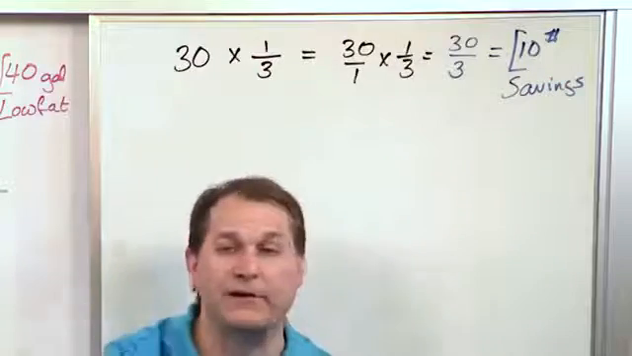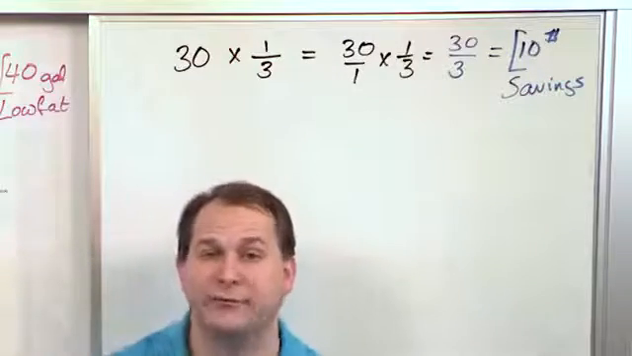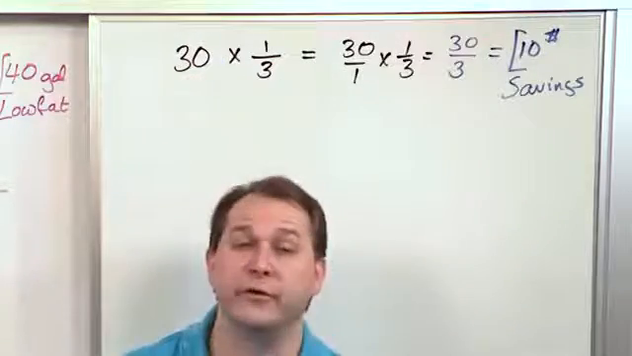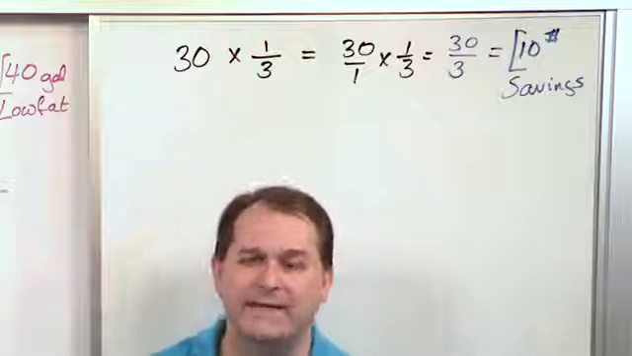Here's a bonus question. How much does the shoe actually cost when it's on sale? Well, it was $30. I'm saving $10, so it's actually $20 on sale. And that's how you figure out sale prices.